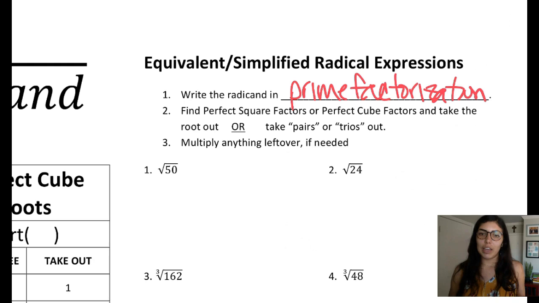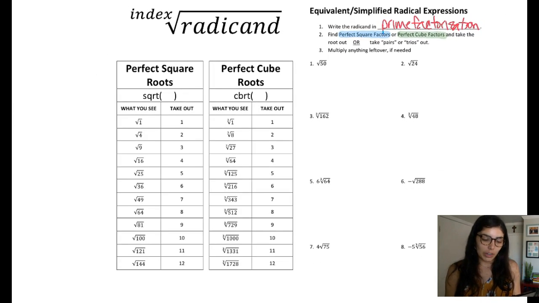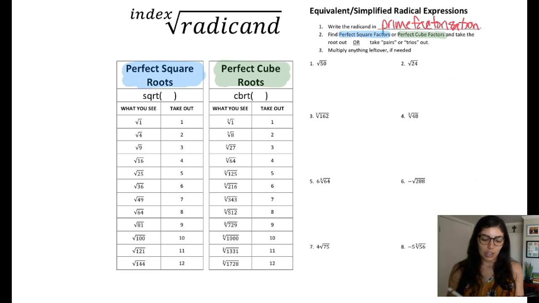But this time, if you can write it in prime factorization, but find perfect square factors or perfect cube factors, which are from the table, perfect square factors and perfect cube factors, if you can find those, then you can take a shortcut. Here's what I mean. Look at number 1.